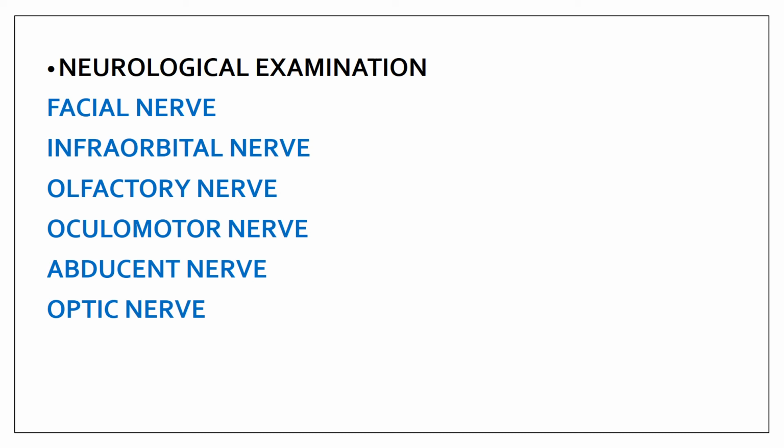But we have seen that it rarely involves the optic foramen, because the optic foramen is surrounded by very dense bones and it is very difficult to fracture that bone. But if the optic nerve is injured, it may result from compression by the bone, and there are problems related to it in these patients. So these are the neurological examinations.